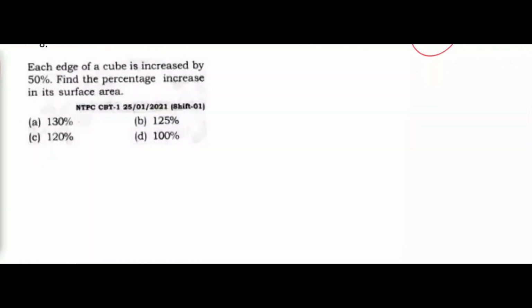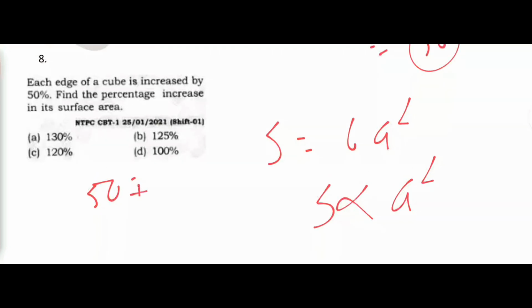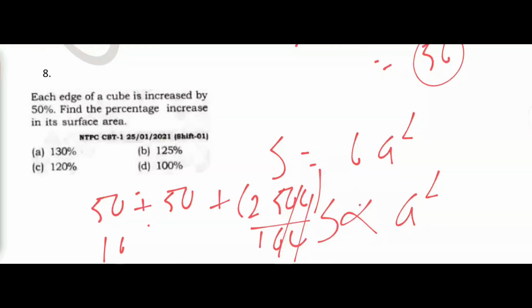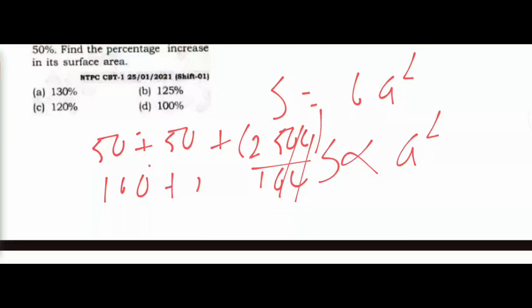Again you can do using the same formula. We know that surface area is how much? 6a square. Surface area is directly proportional to a square. Edge of the cube is increased by 50%, so we have 50 plus 50 plus 50 into 50 is 2500 upon 100. Two zeros get cancelled. 100 plus 25 is nothing but 125%. Simple.